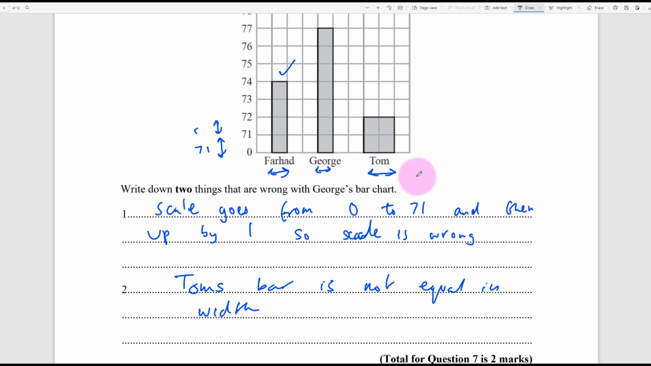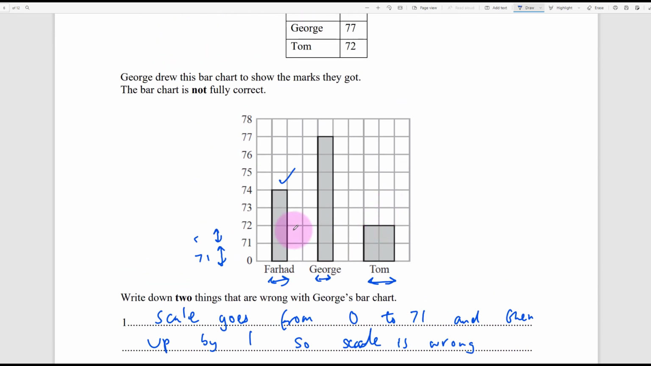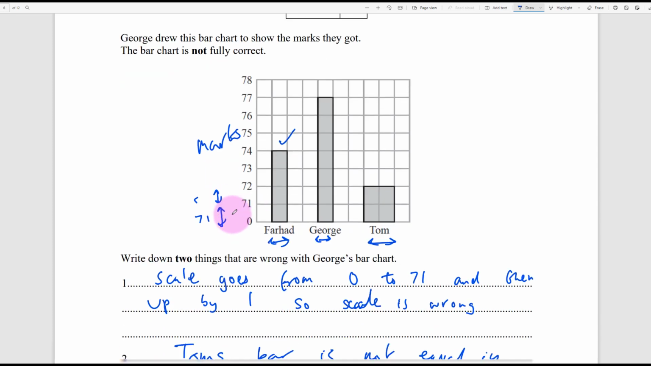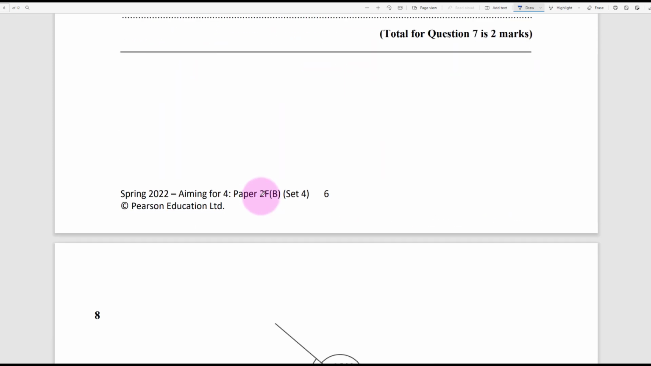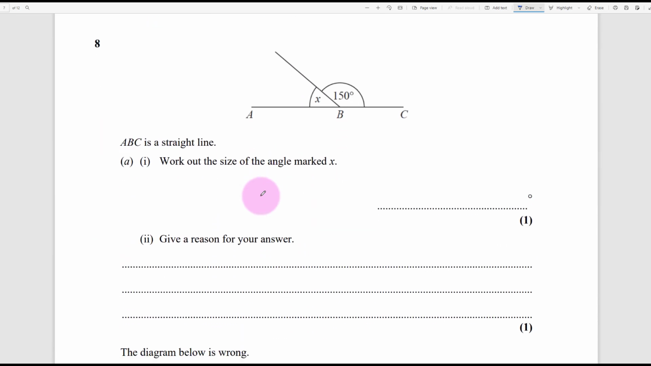Now, if there's one more that hasn't actually got labelled marks in it, has it? So that's another one, but that's enough to get you your 2 marks. Right, well, that's 180 minus 150, that's 30. Same reason for angles on a straight line. Equals 180.